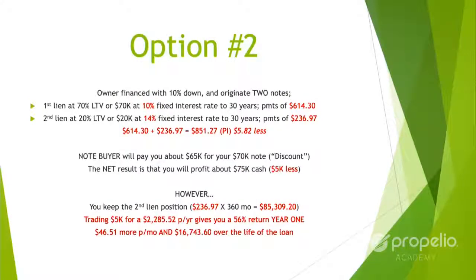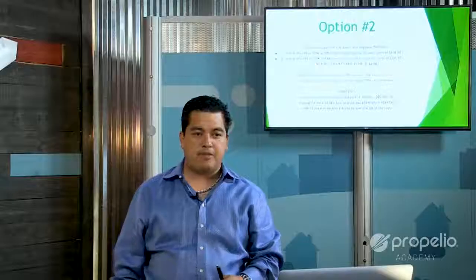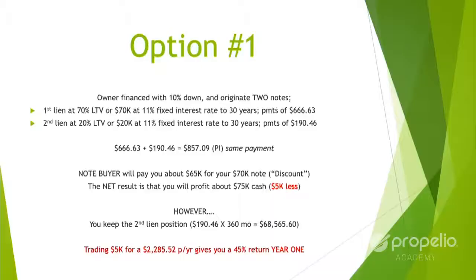The first lien position, 70% LTV or $70,000, 10% fixed interest rate for 30 years, that's going to create payments of $614.30. The second lien position at 20% of LTV or $20,000 at 14%, that's the baby you're keeping, fixed rate for 30 years, that's going to create payments of $236.97. $614.30 plus $236.97, that's $851.27 to the buyer.